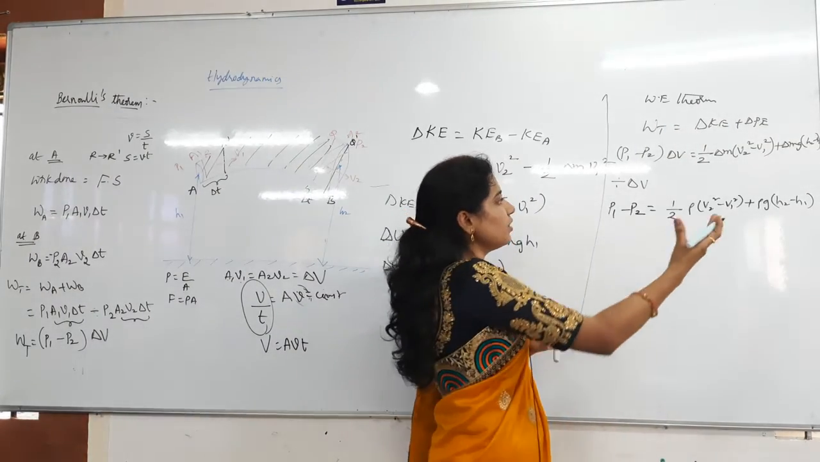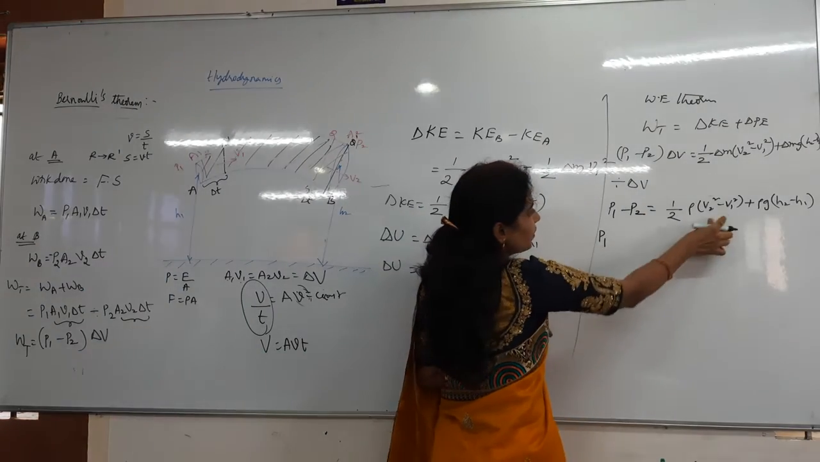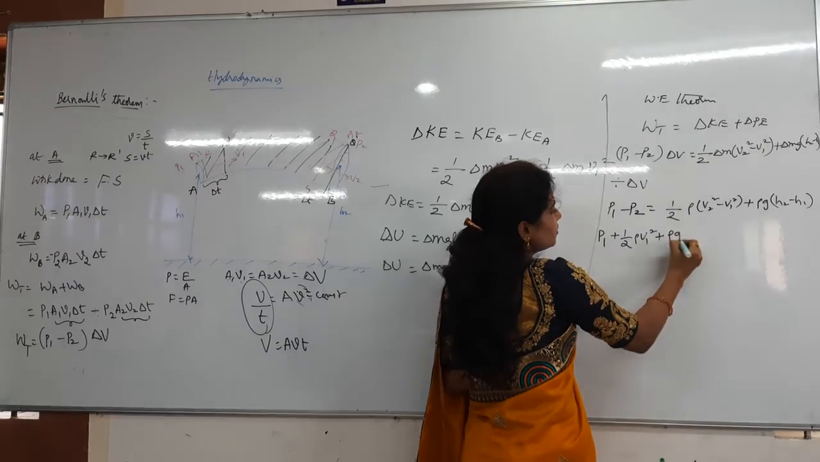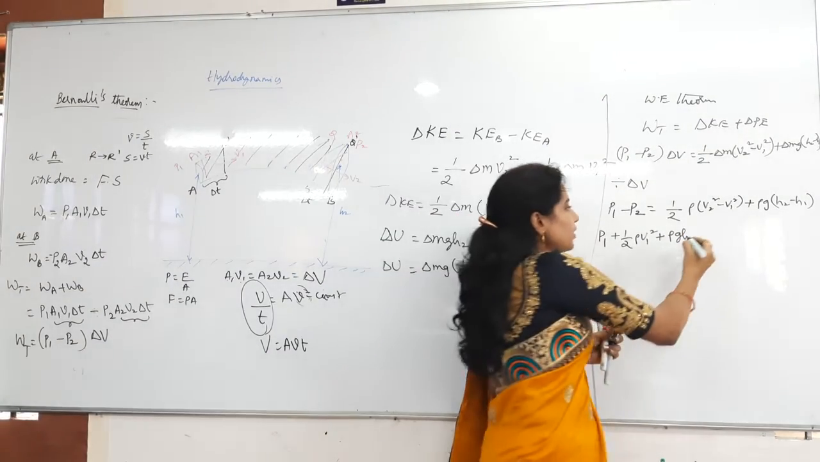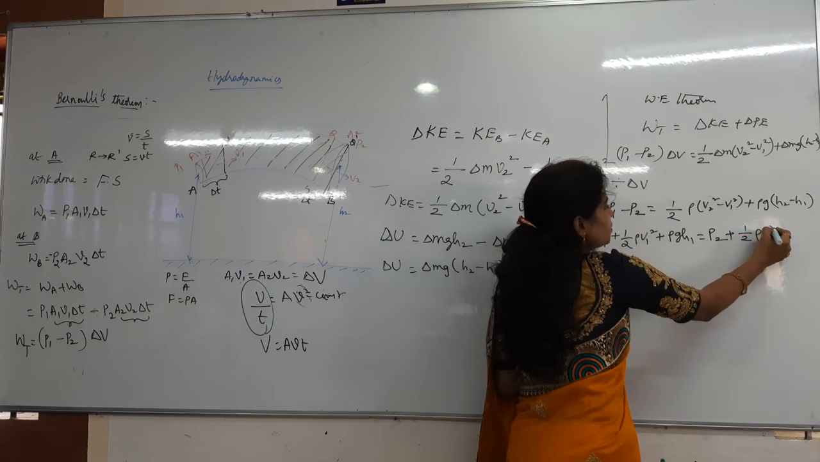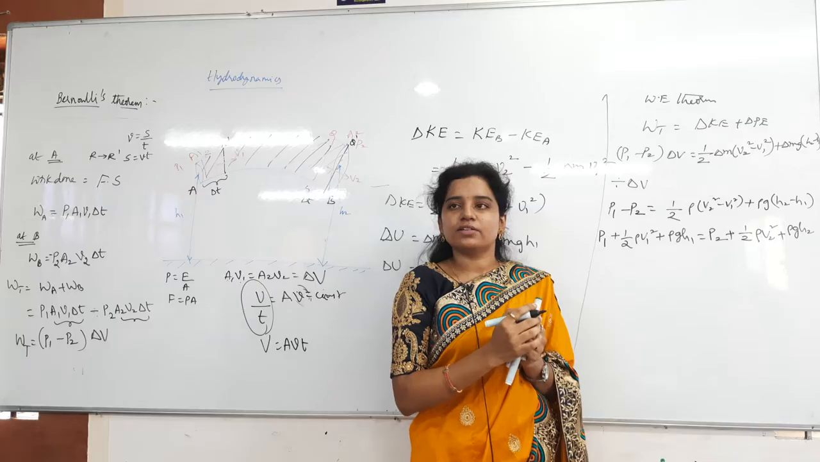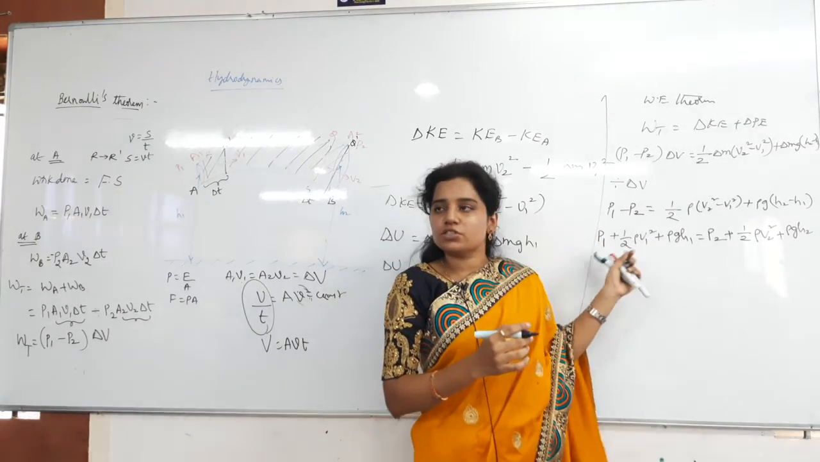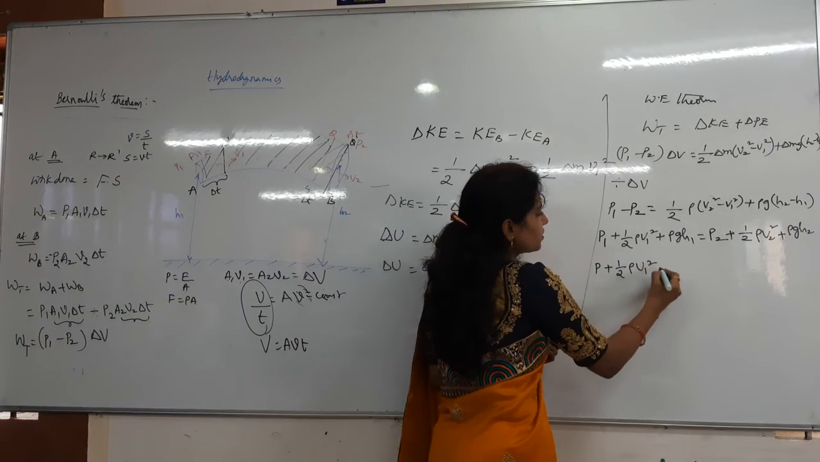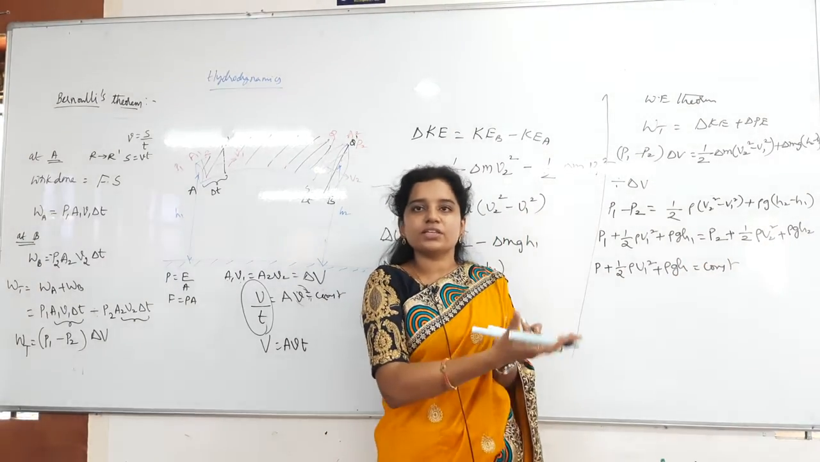Now I can take all the first terms to one side and all the second terms to the other side. P1 is there already. From here I get half rho V1 square on this side, and rho g h1. All the second terms on one side: P2 goes to that side, so P2 plus half rho V2 square plus rho g h2. So initial is equal to final. Then what can I say? The sum of this quantity is constant. So pressure P plus half rho V square plus rho g h is equal to constant. Initial is equal to final means everything is constant here.